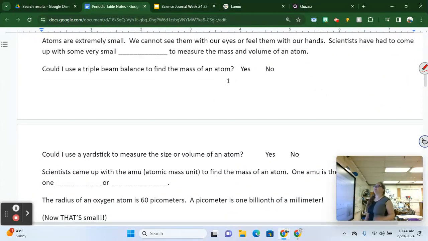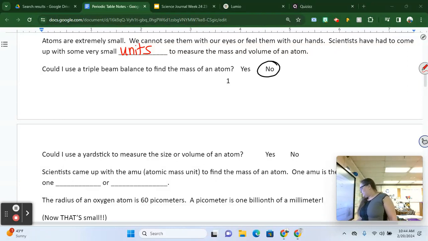Atoms are stupidly small. We can't see them with our eyes. We can't feel them with our hands. So scientists have had to come up with some incredibly small units to measure the mass and volume of an atom. So can I use a triple beam balance or a scale to find the mass of an atom? Well, no, because air rests on it all the time and it doesn't register anything. So it's obviously not going to measure an atom.